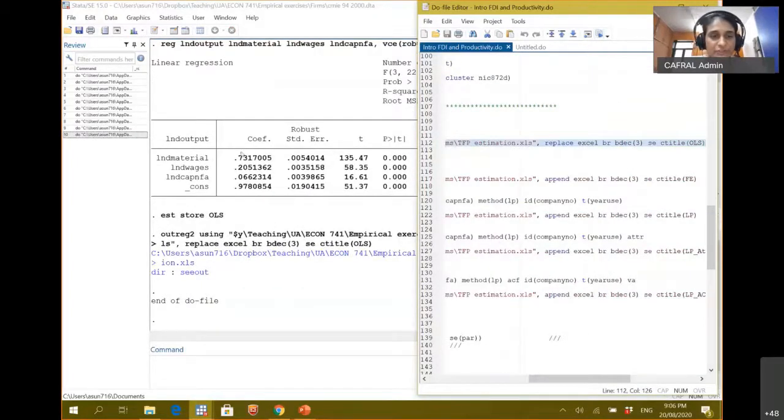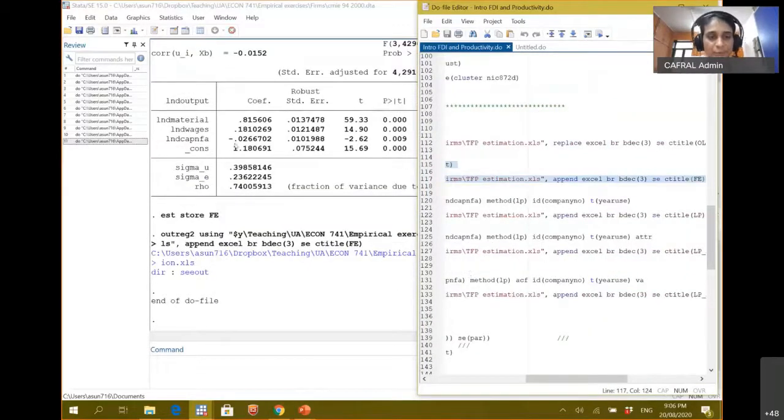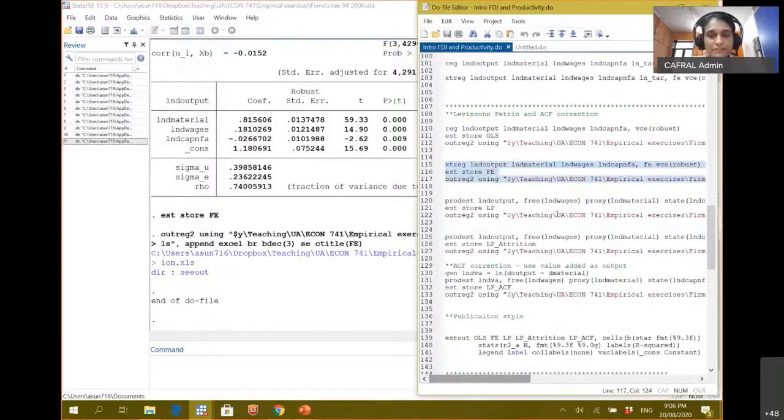Right, so that was your standard OLS. If you remember, we ran this before. Then I'm going to run a fixed effects estimation. Okay, and then you get that weird negative on capital. That happens with fixed effects, because with fixed effects, you're only looking at changes within the firm. So the identification in fixed effects is coming from changes in wages, capital, and materials related to changes in output. So it's a very, very different type of estimation.